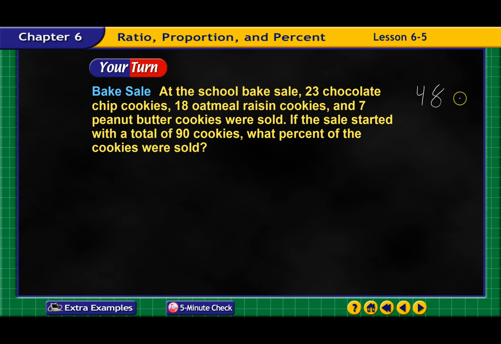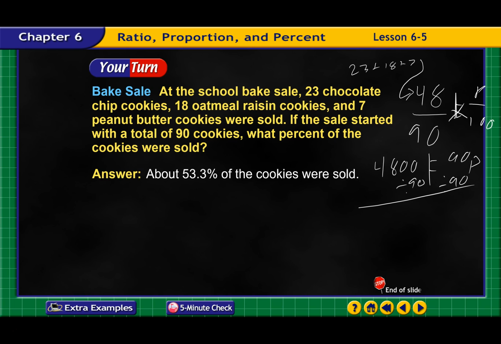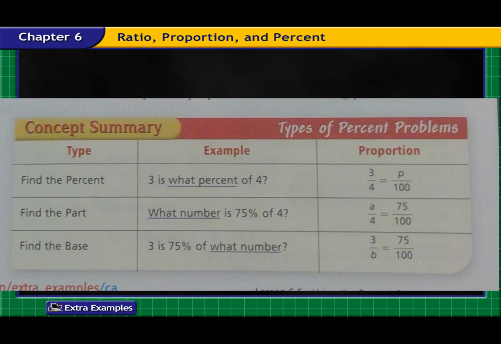So I have 48 total, and there were 90 cookies. I just added the 3, 23 plus 18 plus 7 equals 48, and that's going to equal P over 100. So we cross products. 4,800 equals 90P. I'm going to divide by 90. 4,800 divided by 90 equals, I got 53.3 cookies.